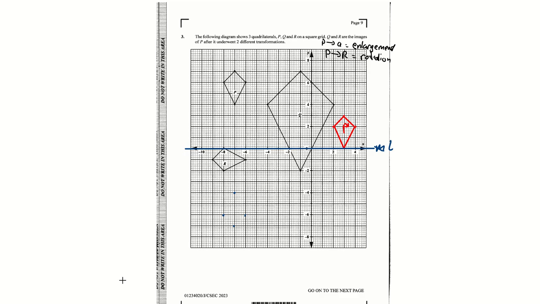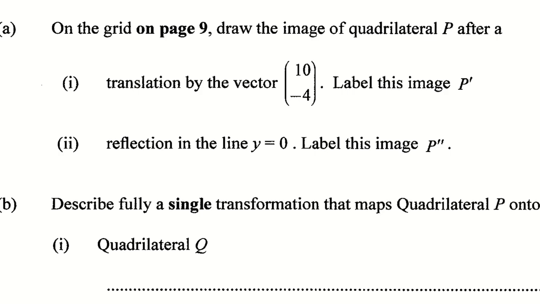I just am using the shape of my image to find out if once I know one point, I use the shape of my image to draw the others, right? And that is how image P2 is going to look. Right? Now let's look at describe fully the single transformation that maps P onto Q.